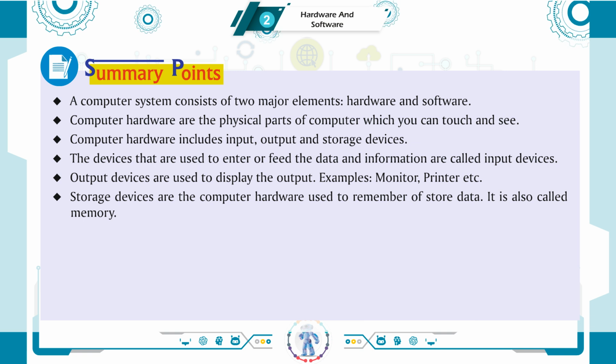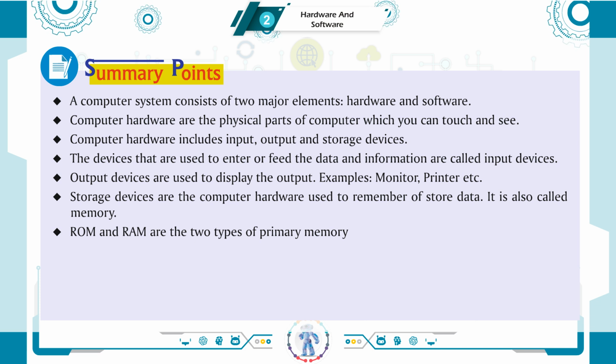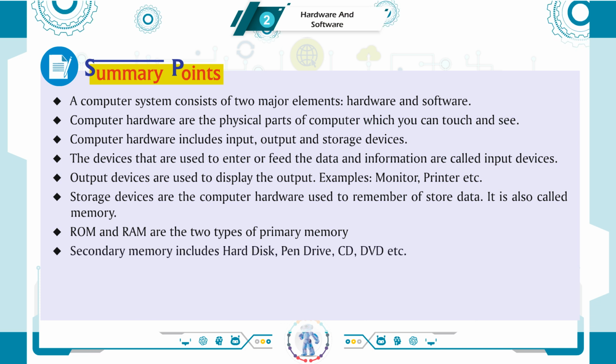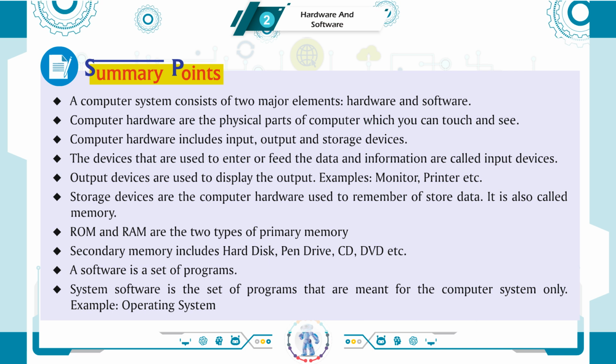Storage devices are the computer hardware used to remember or store data. It is also called memory. ROM and RAM are the two types of primary memory. Secondary memory includes hard disk, pen drive, CD, DVD, etc. A software is a set of programs. System software is the set of programs that are meant for the computer system only. Example, operating system.